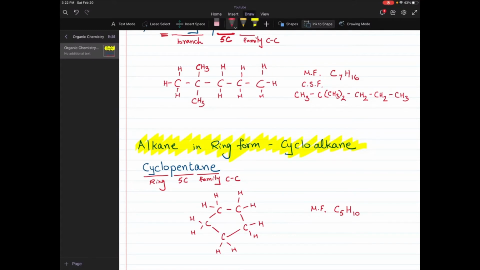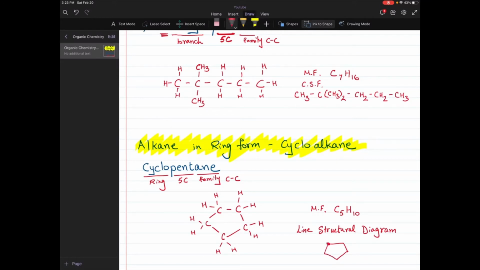Since I'm not showing you the condensed structural formula for this, I will show you the line structural diagram. There is something called the line structural diagram that you can show for this molecule, and this one will show a diagram where every vertex represents the carbon and hydrogens are not shown. So for cyclopentane, it would be 1, 2, 3, 4, 5. There we go.